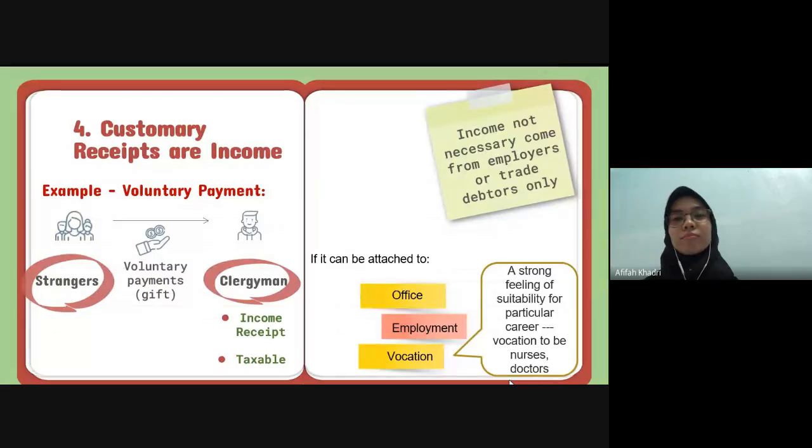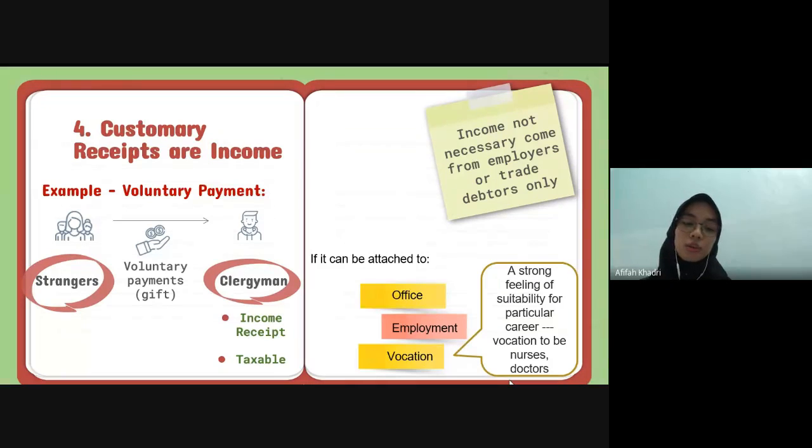Next, customary receipts are income. Actually, income does not necessarily come from employers or trade debtors only in the form of salaries or sales. We can look at the example of a clergyman. Clergyman here means a religious leader or male priest, especially a Christian one.